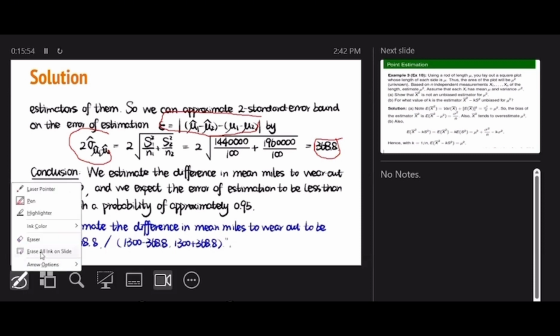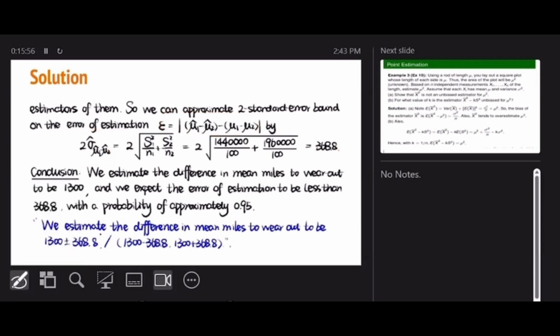Now, before having a conclusion, what is the meaning of that? The very first 1,300 here is the difference that we got from the point estimate, when you have Y bar 1 minus Y bar 2, and 368.8 is the value that we got for the two standard error bound. Then we're going to write plus or minus. So 1,300 plus or minus.